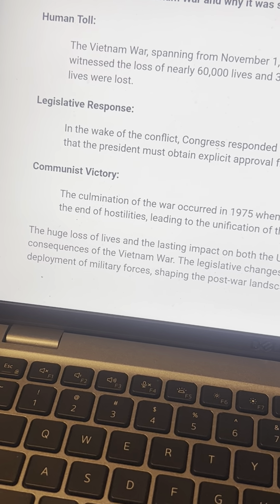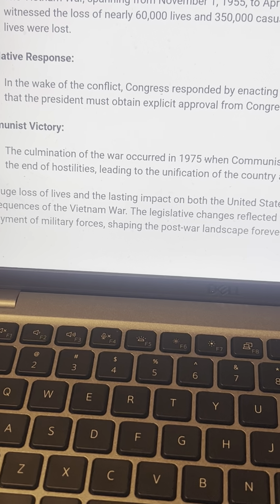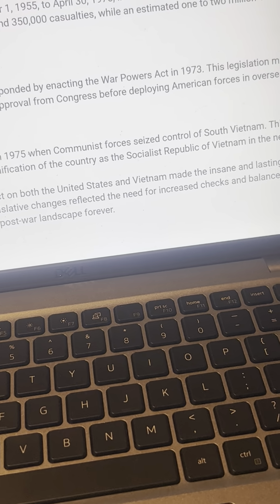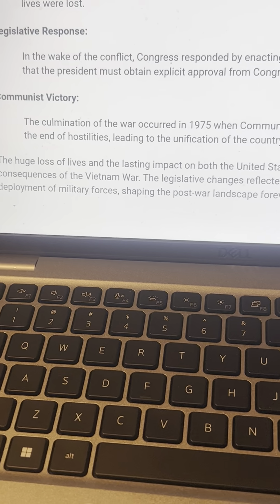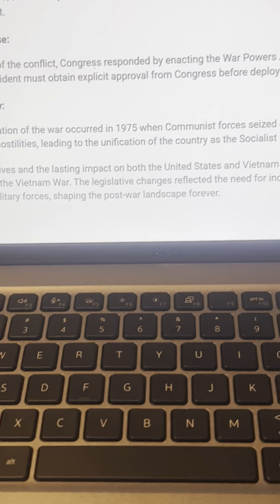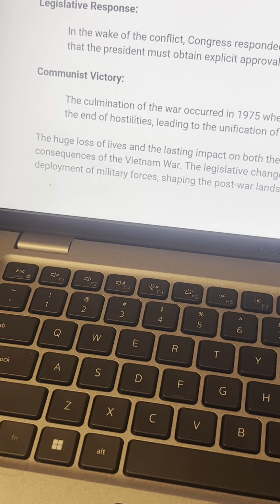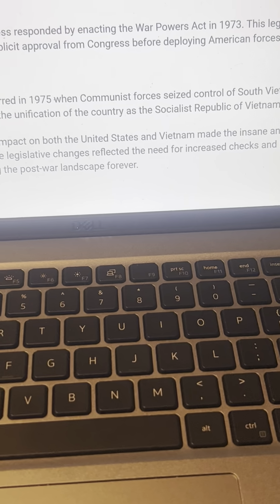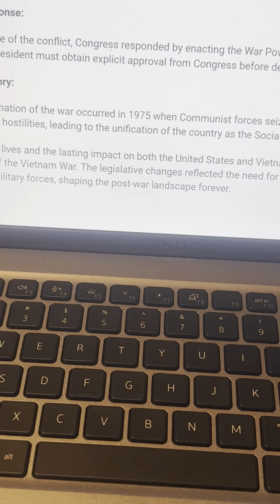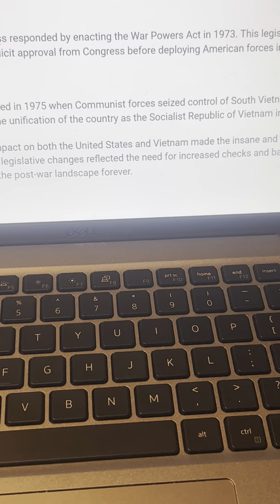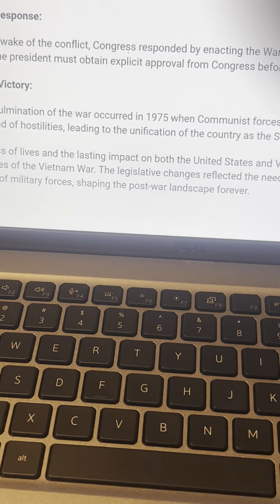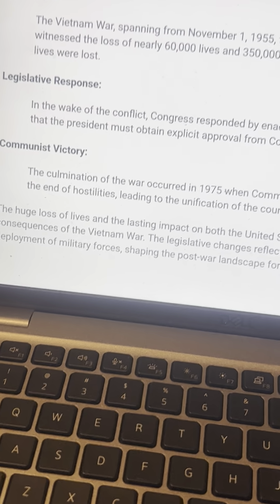And then this war resulted in the communist victory, and the culmination of the war occurred in 1975 when communist forces seized control of South Vietnam. This marked the end of hostilities, leading to the unification of the country as the Socialist Republic of Vietnam the next year. And just a little summary: the huge loss of lives and the lasting impact on the United States and Vietnam made for the insane and lasting consequences of the Vietnam War. The legislation changes reflected the need to increase checks and balances in the deployment of military forces, shaping the post-war landscape forever, which is one of the biggest things that came from this war.